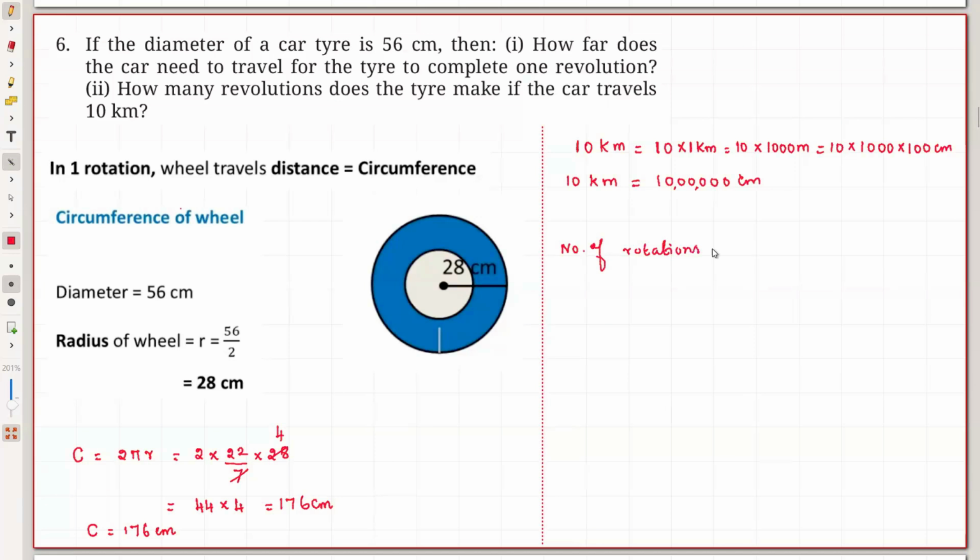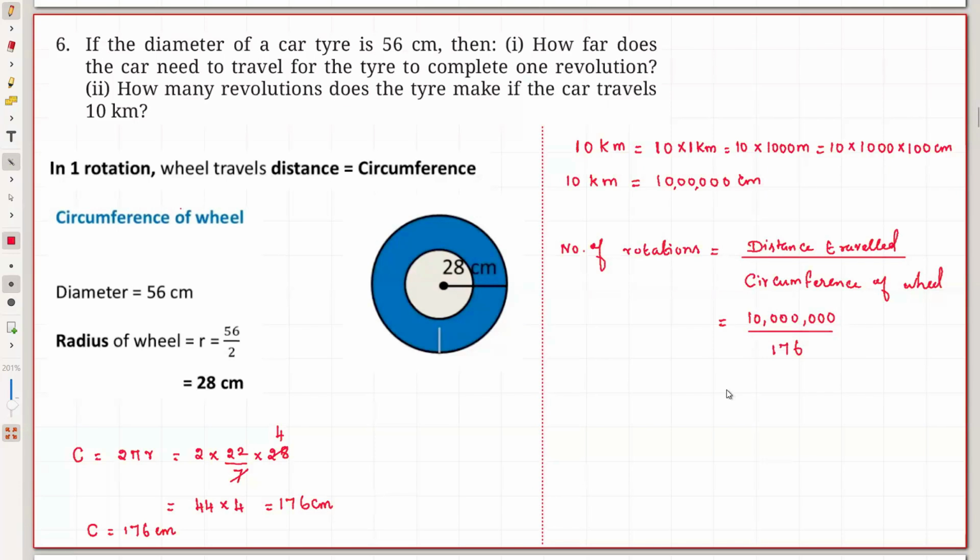So number of rotations is equal to distance traveled divided by circumference of the wheel. The distance traveled is given as 10 kilometer. So 10 kilometer means 10 lakh centimeter. So 10 lakh centimeter, just divide by the circumference of the wheel, which we found out as 176.